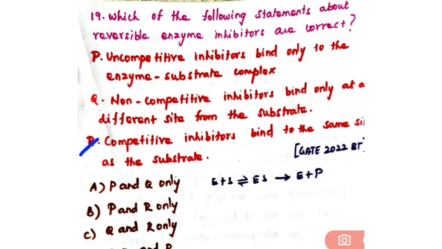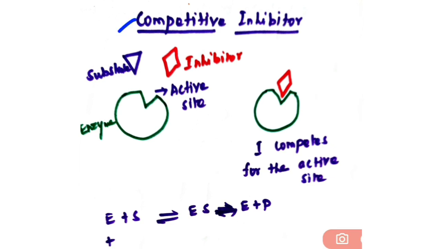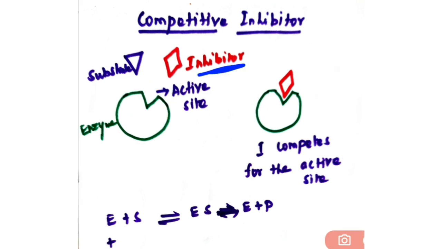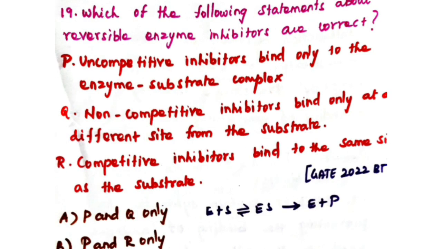And the third option is, competitive inhibitors bind to the same site as the substrate. Yes. In competitive inhibition, your inhibitor resembles the substrate, so they both compete for the active site. Here the inhibitor has more binding affinity for this active site, so the inhibitor will go and bind at the active site and it will block the product formation. This is the equation for competitive inhibition. Here your inhibitor will go and bind with the enzyme at the active site. So all the options are correct.